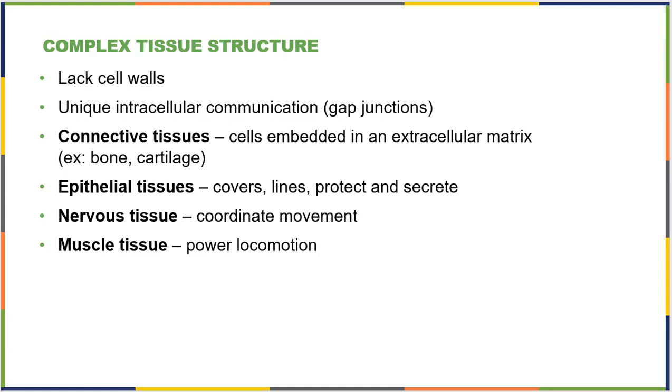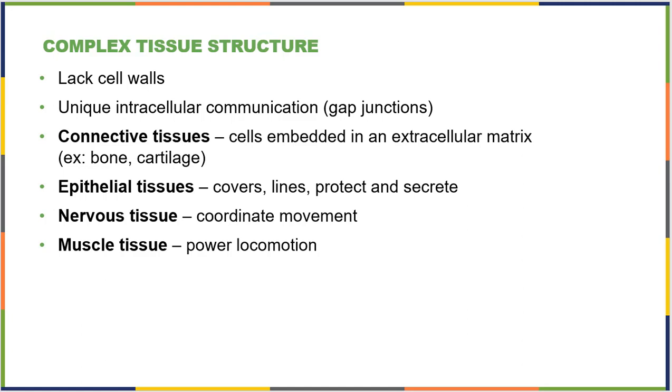For the complex tissue structure of animals, we all lack cell walls for support. We don't need them. Our bodies make up that kind of support need in a different way. We also have unique intracellular communication mechanisms called gap junctions. We have 4 different kinds of junctions. You've probably studied them in cellular biology. In plants, you have plasmodesmata, and in fungi you have those gaps for cytoplasmic streaming, but unique to animals specifically are gap junctions.